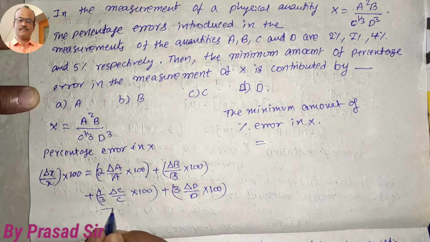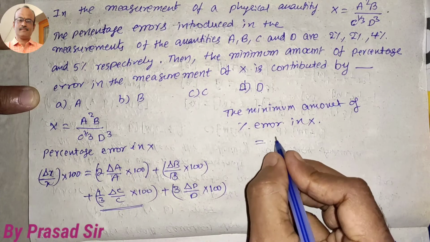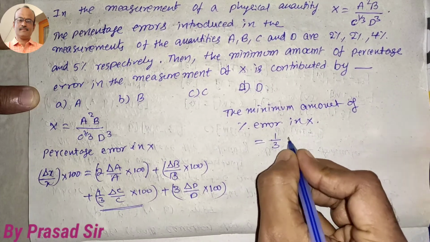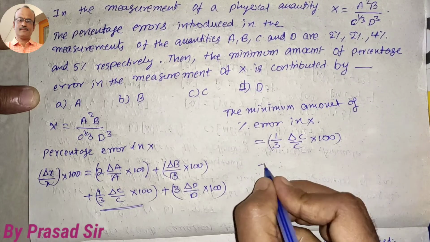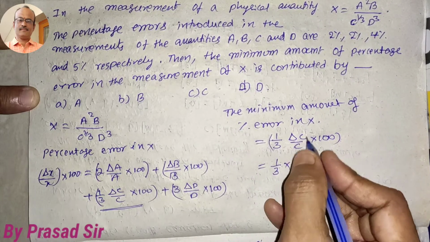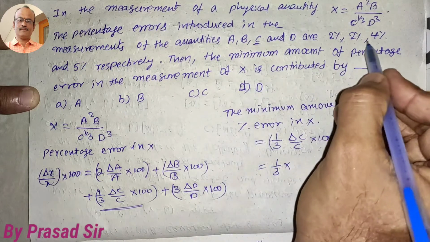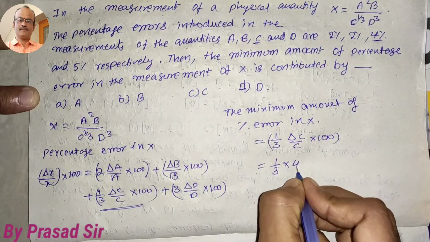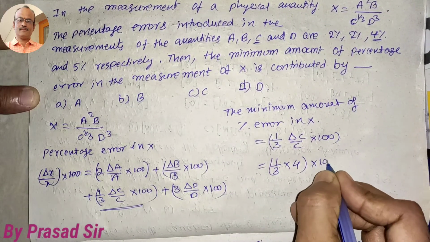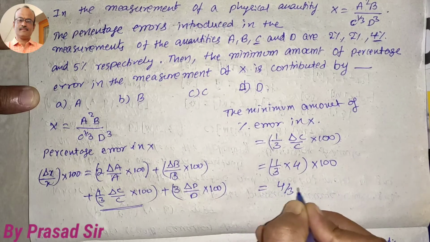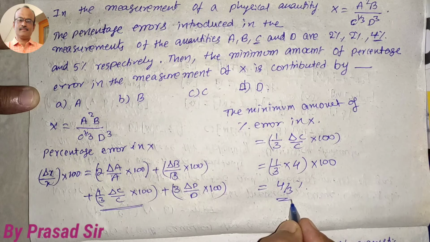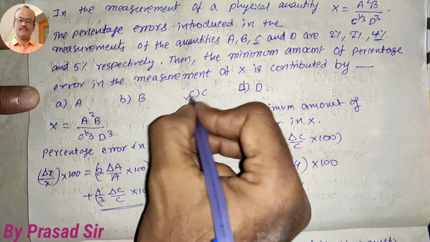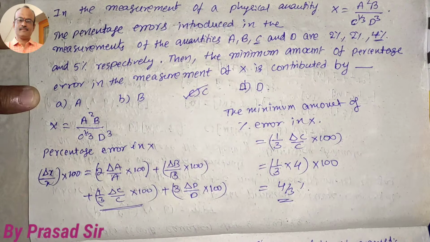So what is the minimum percentage error here? Out of all these, we will get the minimum percentage from this one, that is 1/3 Δc/c × 100. So that means 1/3 into Δc. What is the percentage for c here? 4. That means 4 into 100, that means 4/3 percent. So the minimum percentage we are getting is 4/3, so option C is correct.